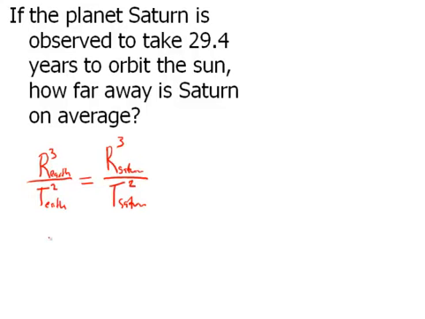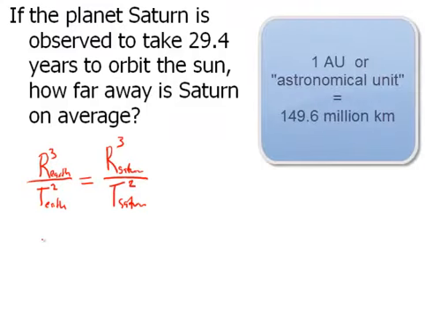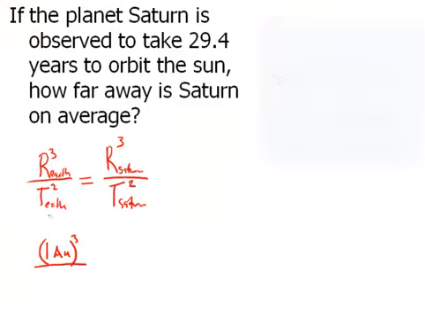in this particular problem is to say that the Earth is 1 astronomical unit away from the Sun. That's what an astronomical unit is. It's the distance between the Earth and the Sun. It's not a made-up unit. It really is a unit that we use quite often. So we'll say that 1 AU is the radius of the Earth, and that's cubed. And the period of the Earth is 1 year, so I'll call that 1 year squared.